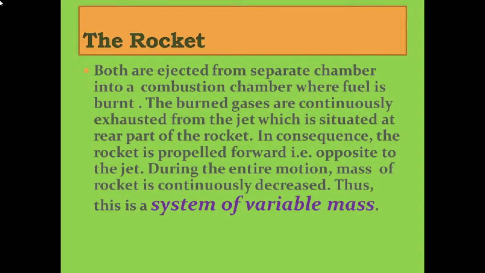During the entire motion, the mass of the rocket is continuously decreasing. Hence, we can say that the mass of the rocket, when it is placed on the surface of the earth, is maximum, and as it starts moving in the upward direction, its mass goes on decreasing with time. Thus, this is a variable mass system.